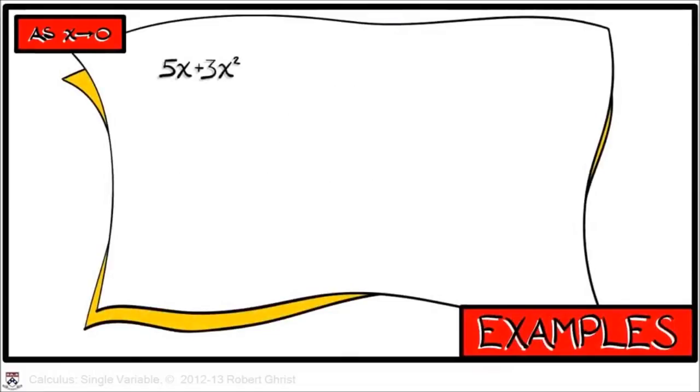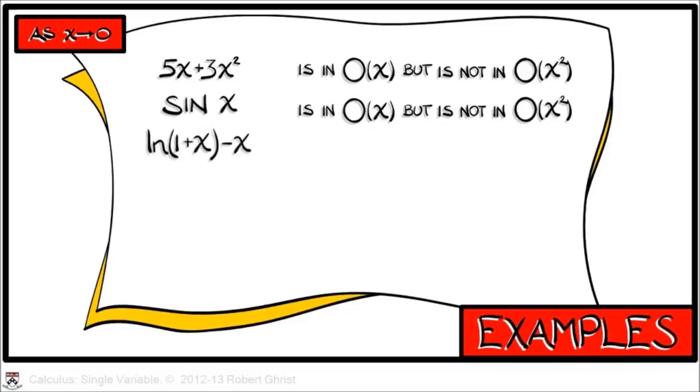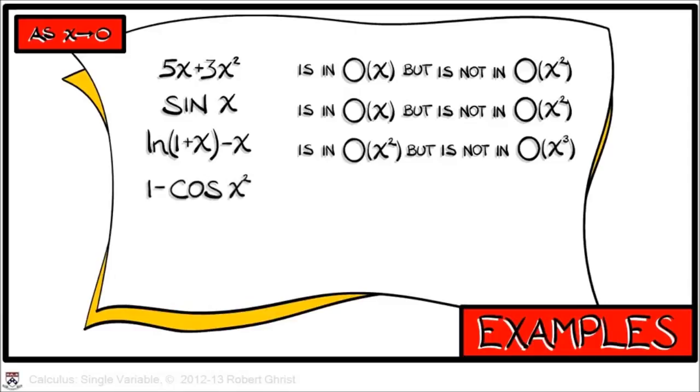In the limit as x goes to 0, the function 5x plus 3x squared is in big O of x, but it's not in big O of x squared. Sine of x is in big O of x, but not in big O of x squared. Log of 1 plus x minus x, as you could see from Taylor expanding, is in big O of x squared, but not in big O of x cubed. 1 minus cosine of x is in big O of x to the 4th, but not in big O of x to the 5th.